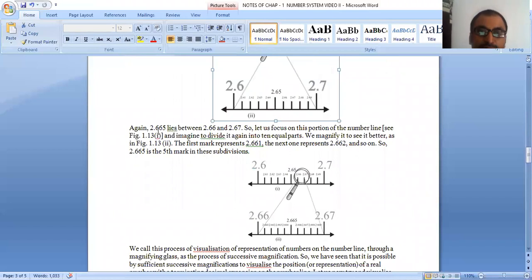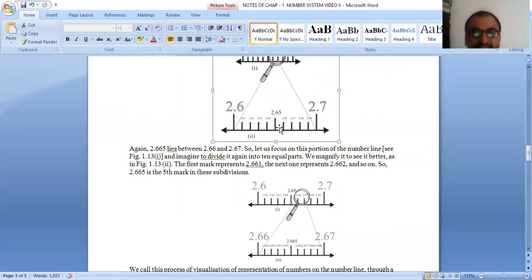Now again, 2.665 lies between 2.66 and 2.67. You can see the figure. 2.665 lies between 2.66 and 2.67. This portion you can see as a line in figure first. Imagine dividing it again into 10 equal parts. We have to divide the interval between 2.66 and 2.67 into 10 equal parts, similar to figures first and second.